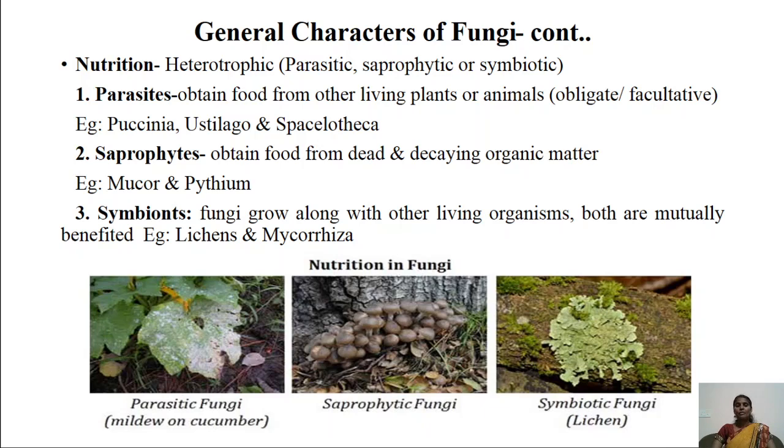The third category is symbionts. Symbionts are the organisms of fungi which grow along with other living organisms where both of them are mutually benefited without affecting one another. Examples of such mode of nutrition are lichens and mycorrhiza. So in the diagram we can observe the parasitic fungi which is infecting the plant and getting their nutrition through haustoria. These are the saprophytic fungi which are usually growing in dead and decaying organic matter, and this is an example of lichen, which is an association between the fungi and algae.